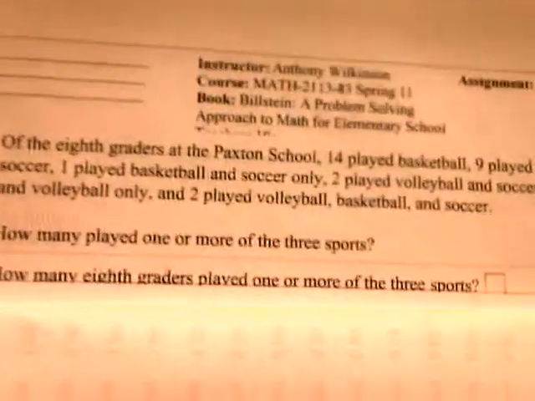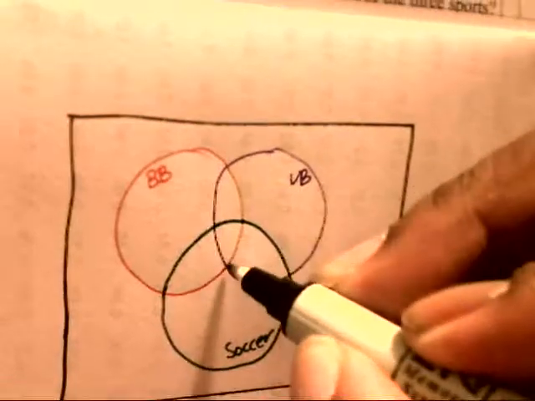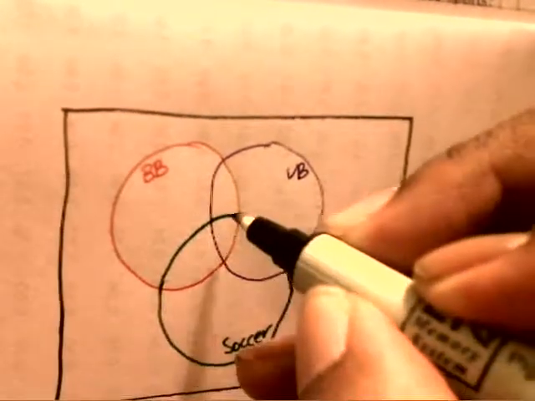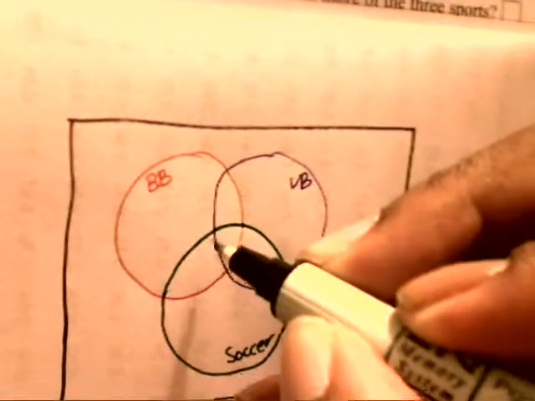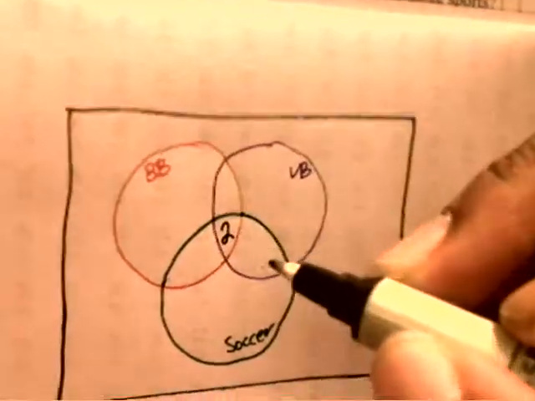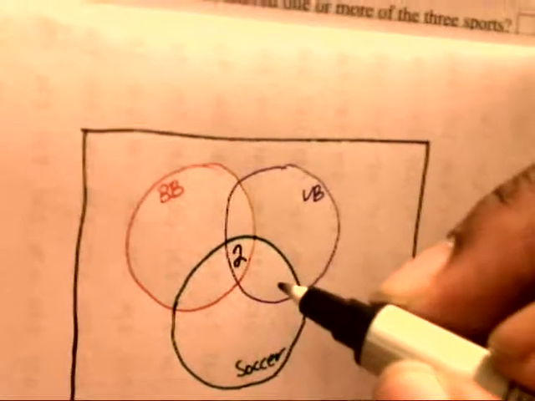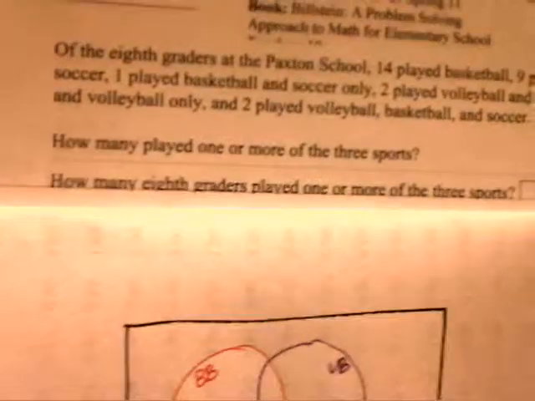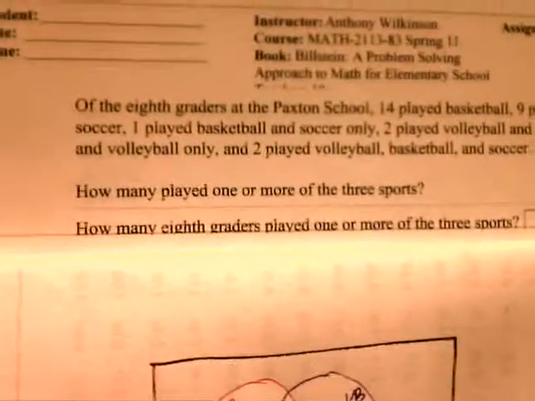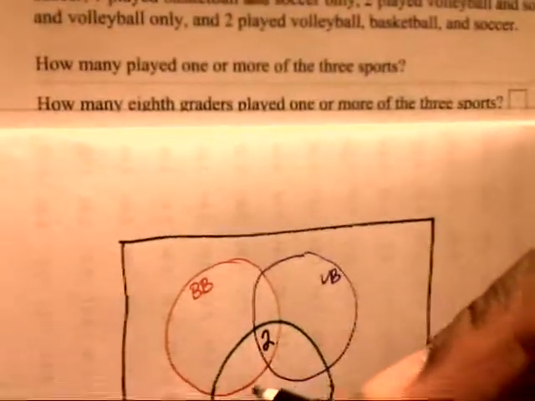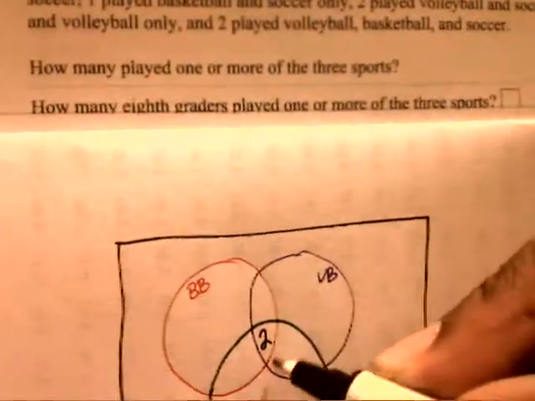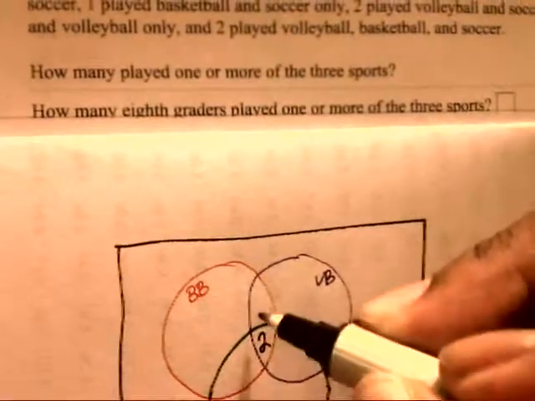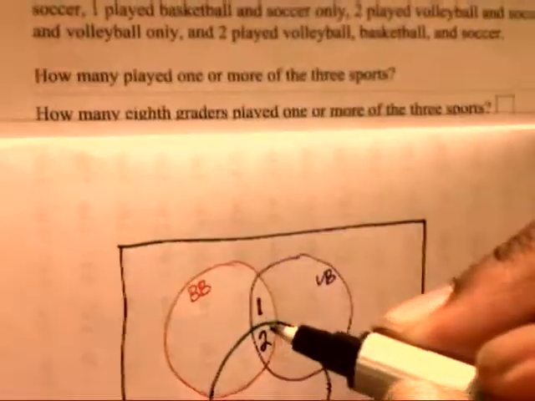Let's start off with the 2 that played volleyball, basketball, and soccer. We're going to place the 2 in the intersection of these 3 circles. Notice that I have them in different colors. So here, I'm going to place the 2 right here, because that's the intersection of all 3 of those sports. And then we're going to work backwards where 1 played basketball and volleyball only. Here's basketball in this red and the volleyball. That's this intersection up here. So let's place the 1 there.